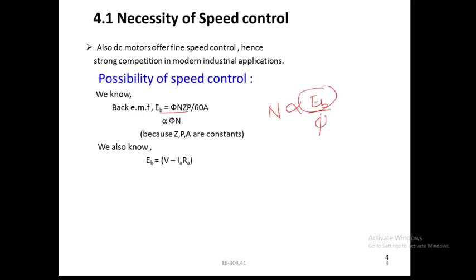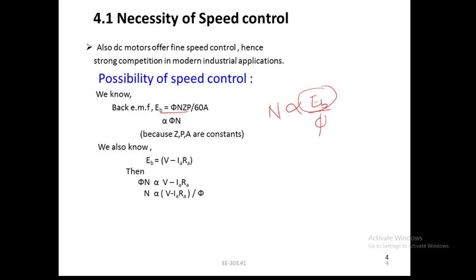We can take it from Eb, that is, the supply voltage input and armature resistance. We can write N is directly proportional to Eb by phi. That means if the supply voltage is controlled, then the speed of the motor can also be controlled.